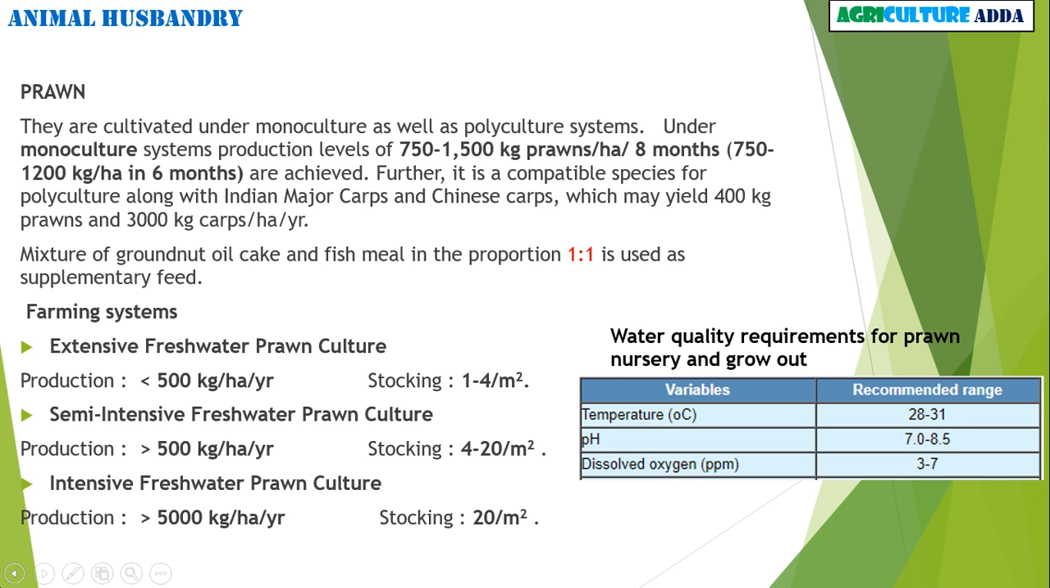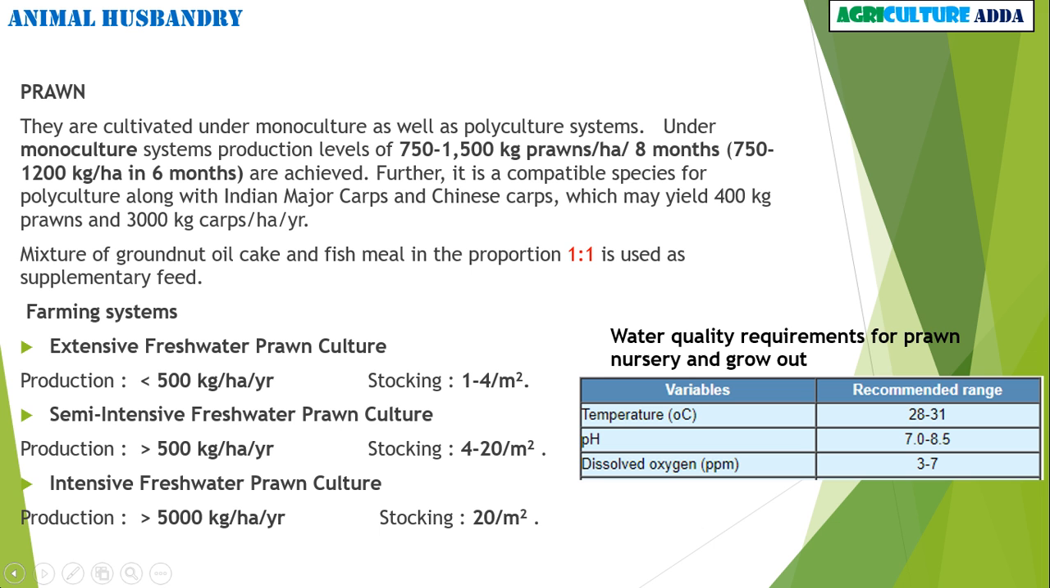And some of the farming systems are extensive freshwater prawn culture, in which production will be less than 500 kg per hectare per year, and the stocking will be around 1 to 4 per square meter. In case of semi-intensive freshwater prawn culture, production will be more than 500 kg per hectare per year, and stocking will be 4 to 20 per square meter. And in case of intensive freshwater prawn culture, production is more than 5000 kg per hectare per year, and stocking must be 20 per square meter.